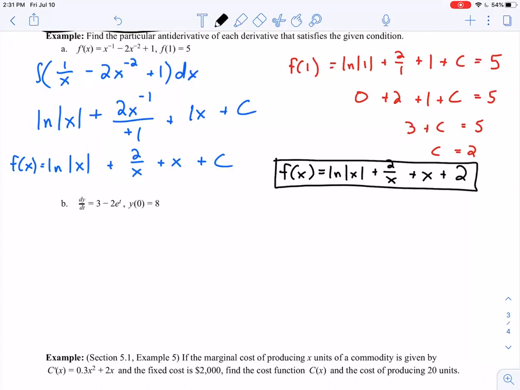So most of the problem is what we've been doing up until this point. We just have a little bit of algebra to do here at the end. That's really the only difference, a couple of little algebra steps at the end.